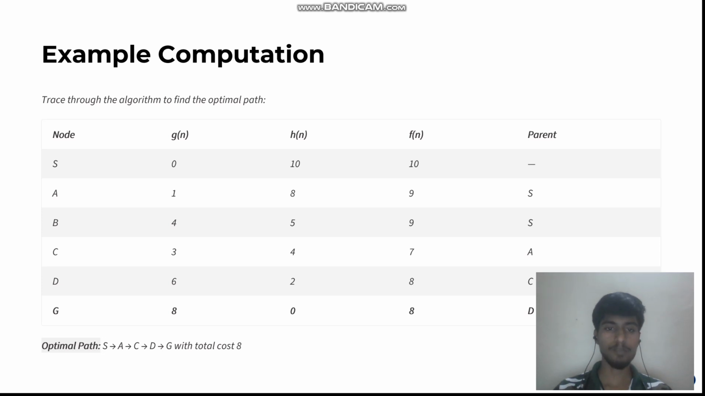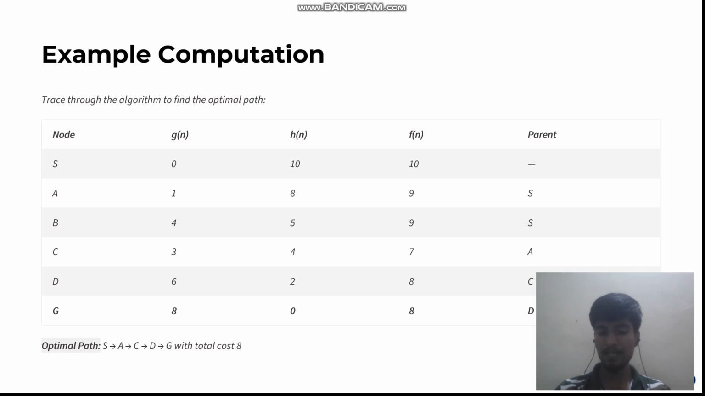Let's see an example computation. At the start, S has g equal to 0 and h equal to 10, so f equals 10. From S, we can move to A or B. Let's jump into A. A has f equal to 1 plus 8, which is 9. B has f equal to 4 plus 5, which is 9. So both values are the same, so I can pick A first.